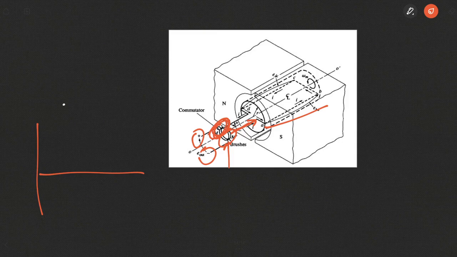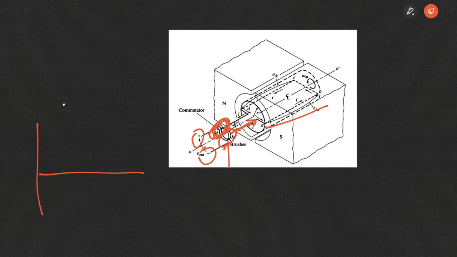So this is about the induced voltage, the generator action of a simple rotating loop that emulates the performance of a DC machine. And you need to understand that the voltage induced in this rotating loop is itself AC, but because of the arrangement of commutator and brushes, we are able to obtain DC voltage from this arrangement. So this is the basic principle of operation of a DC generator.